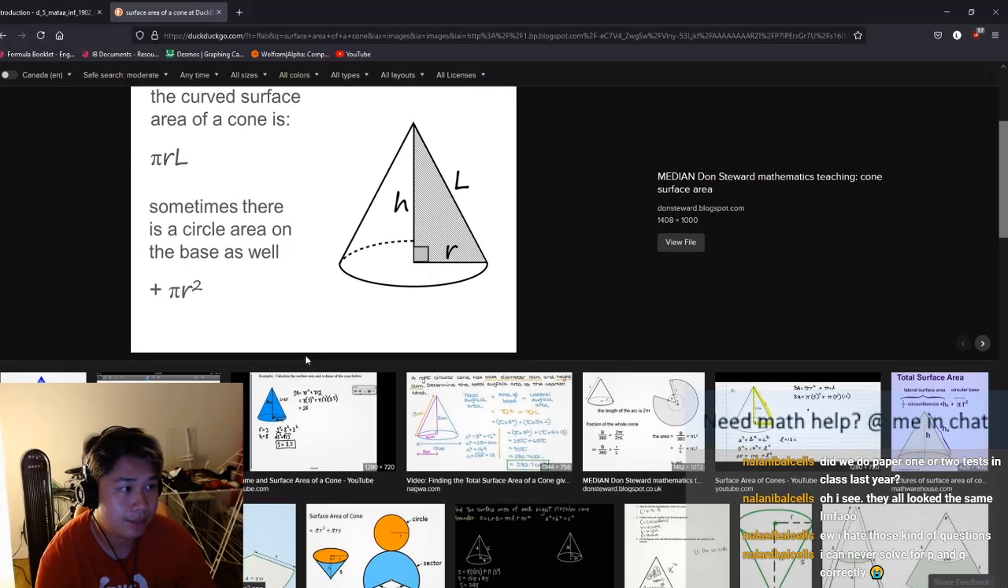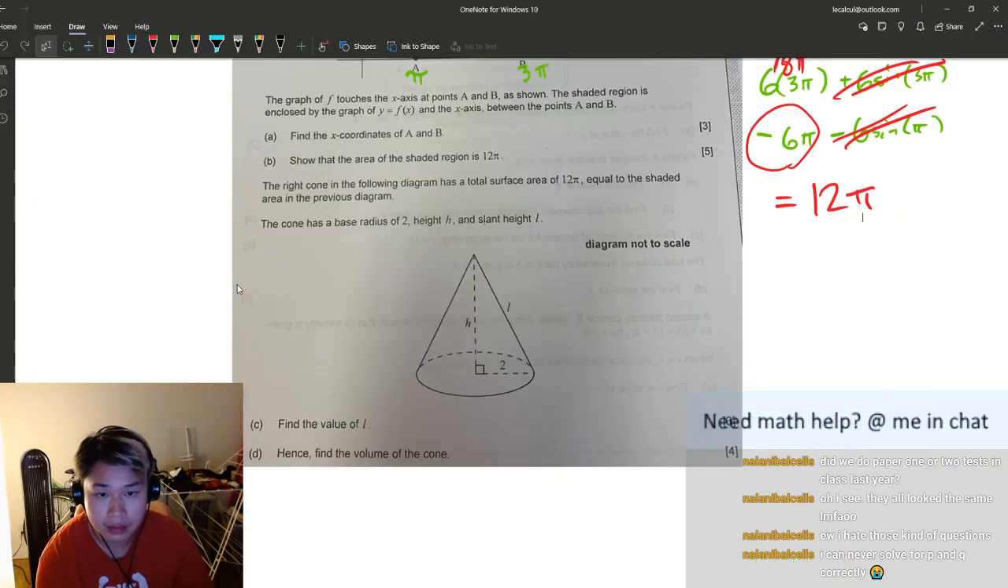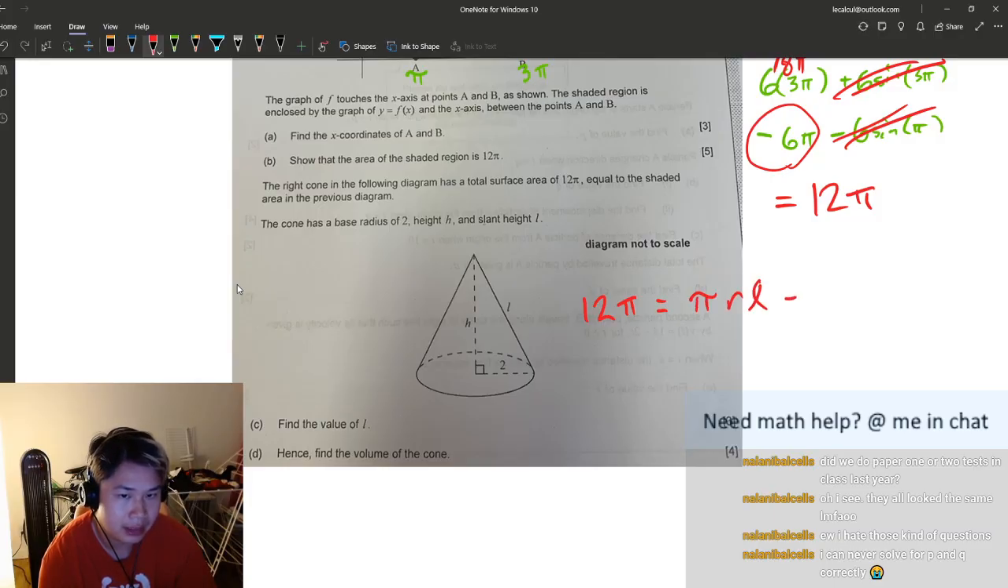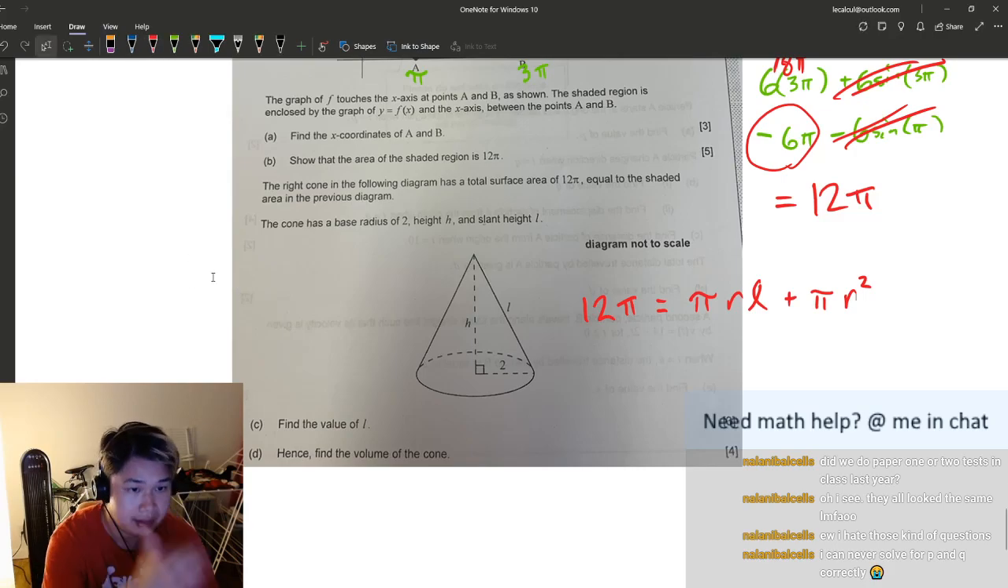So the actual cone part is pi times r times L, and then if you have a circle on the bottom, you add, obviously, the area of the circle. So we know that the area is 12 pi. This should be equal to pi times the radius times the slant height plus pi r squared. And r is 2, right?